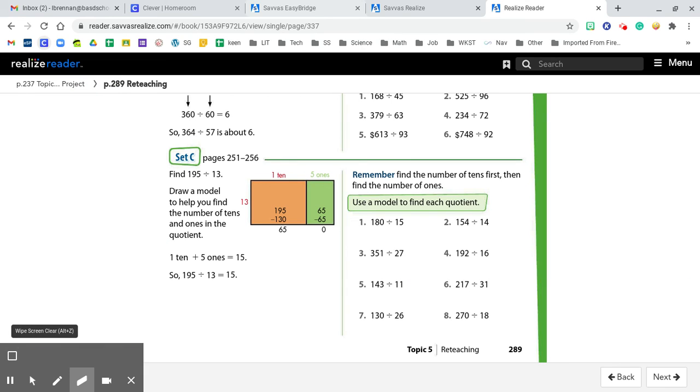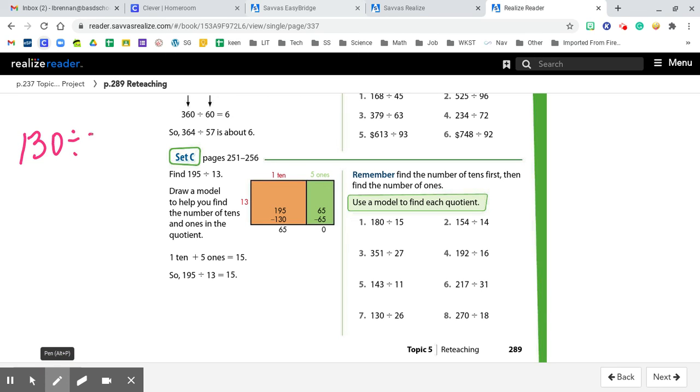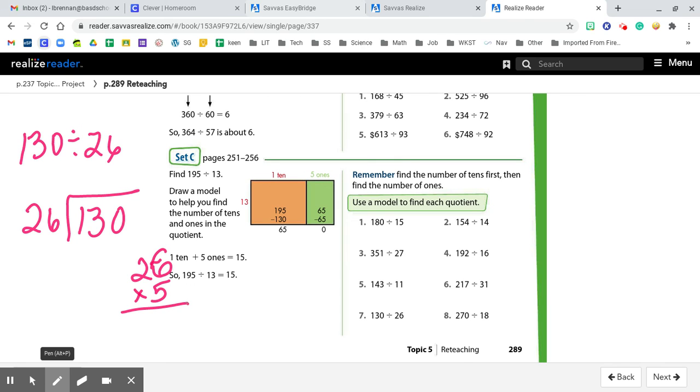Number 7, 130 divided by 26. 26 goes into 130. 10 will be too big again. So I'm going to start with 5. Because I know 260, 130 is about halfway. And it's exactly halfway. So it goes in exactly 5 times.